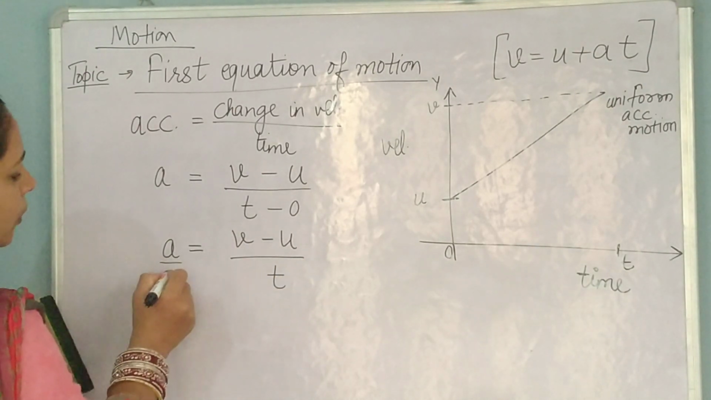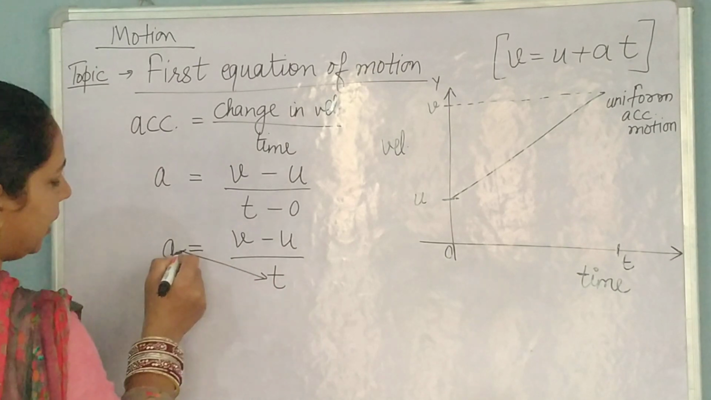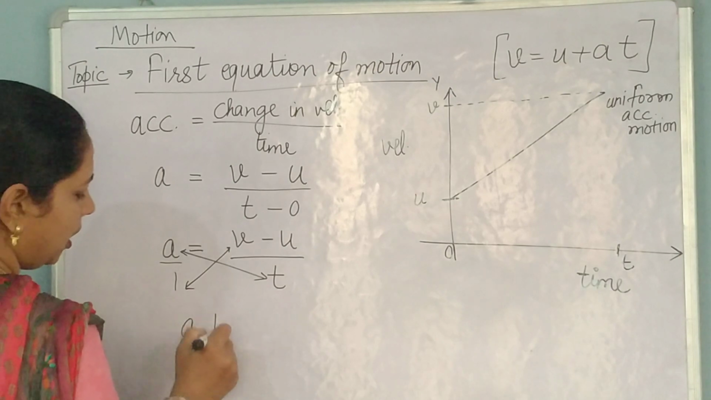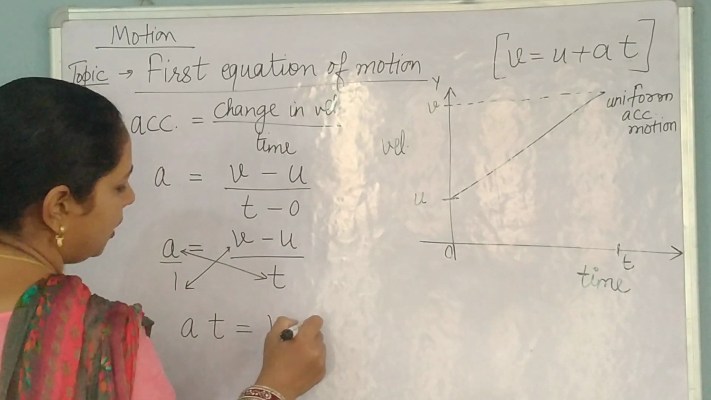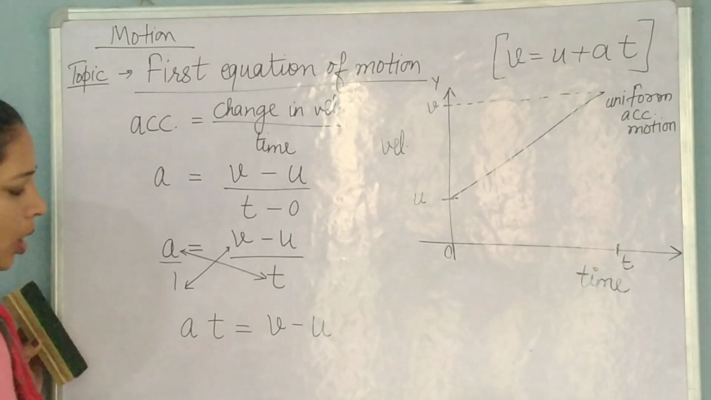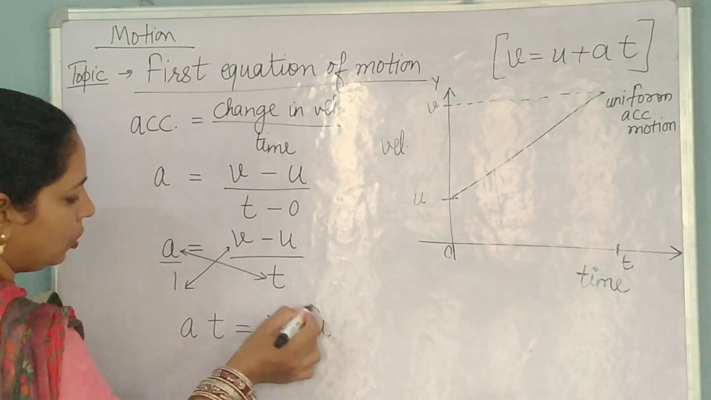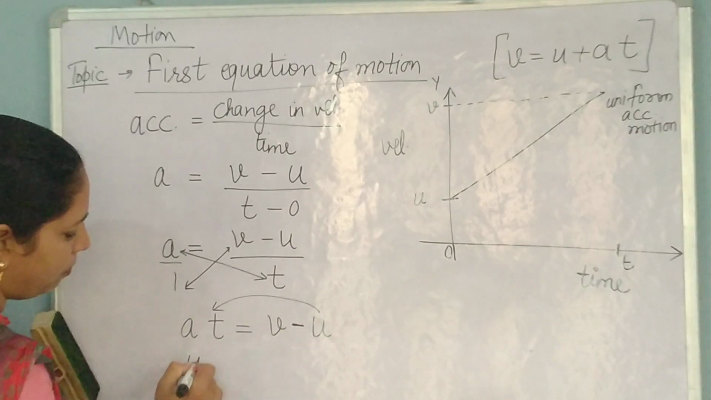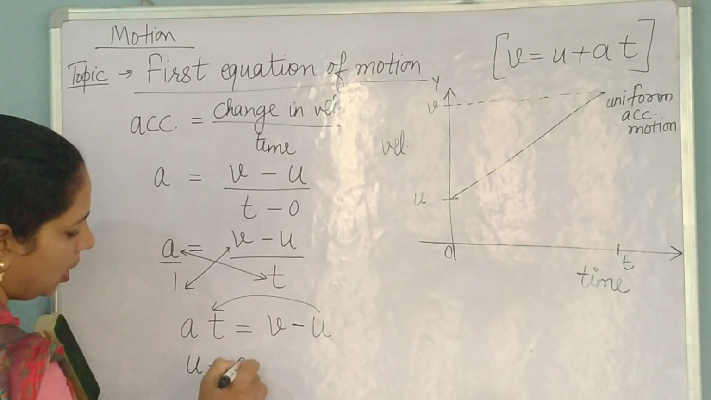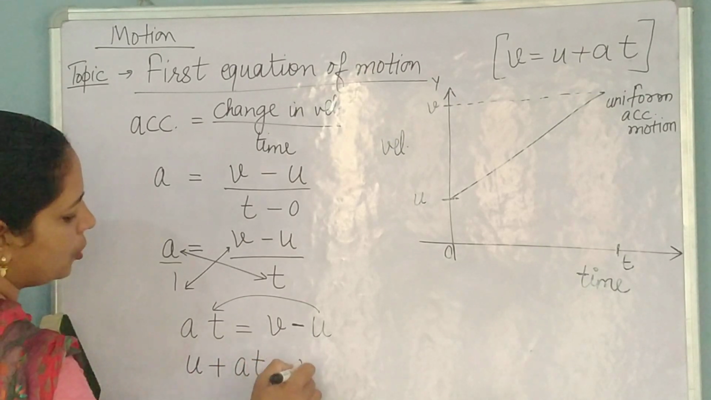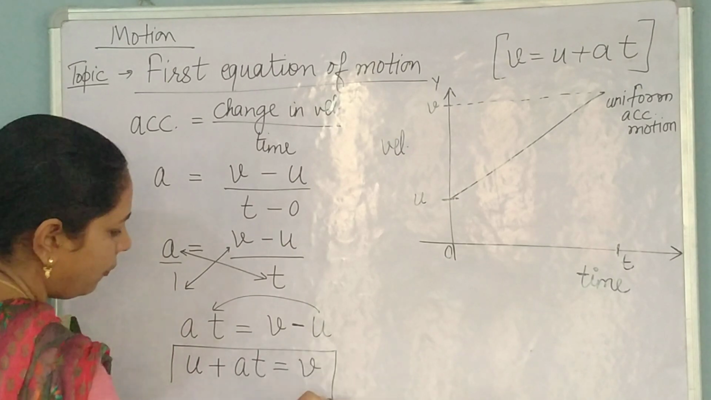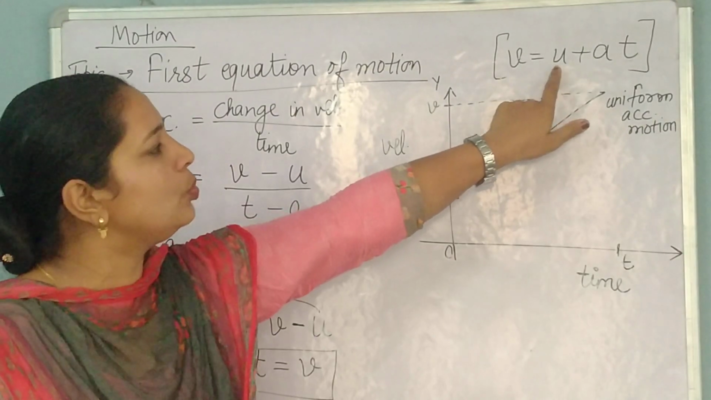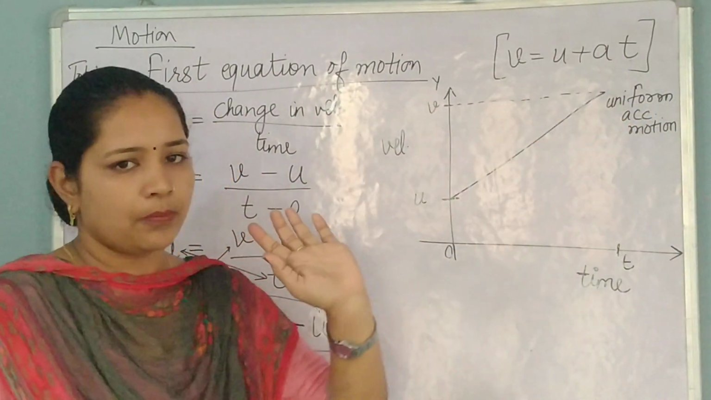So what we will do here is cross multiplication like this. a multiplied by t is equal to v minus u. Now we will take this u on this side. Here it is minus. On this side it will become plus. u plus at is equal to v. This is our first equation of motion, that is v is equal to u plus at.